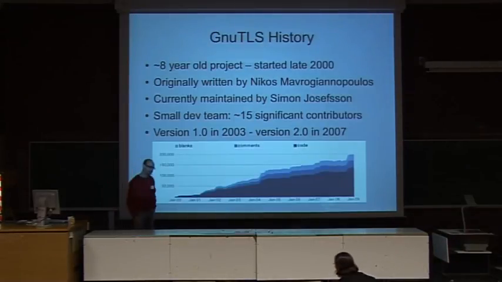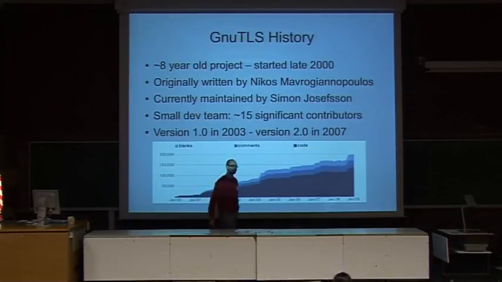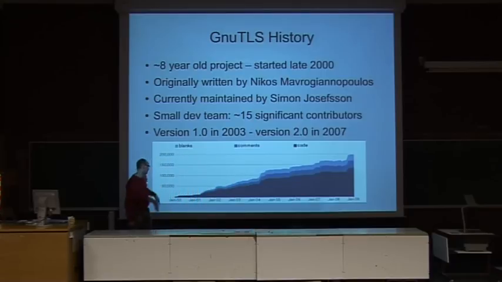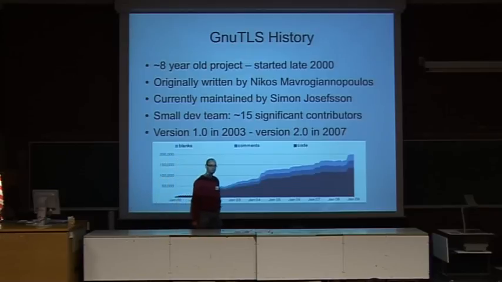I think the library isn't growing like this. It's mostly tools and examples and self-tests. There's a very large self-test part of GNU TLS, and I think that's a big part of it. I believe the library itself is below 100,000 lines, so the rest is auxiliary code. Yep, more questions?